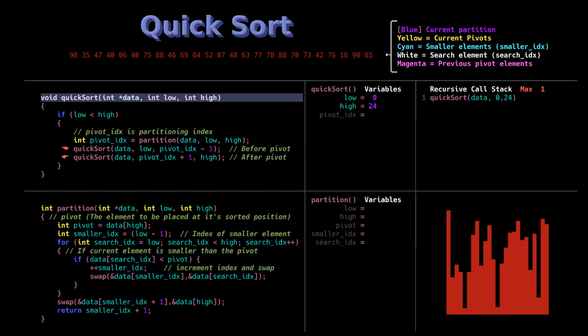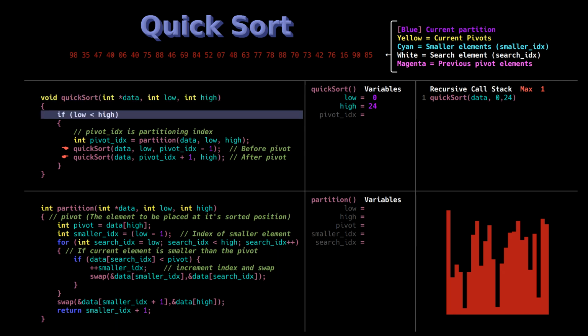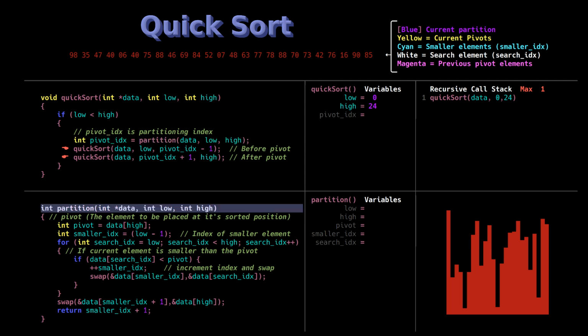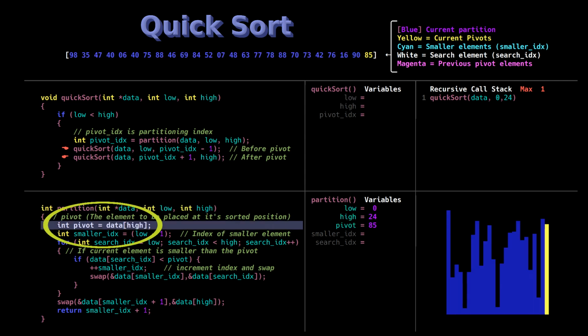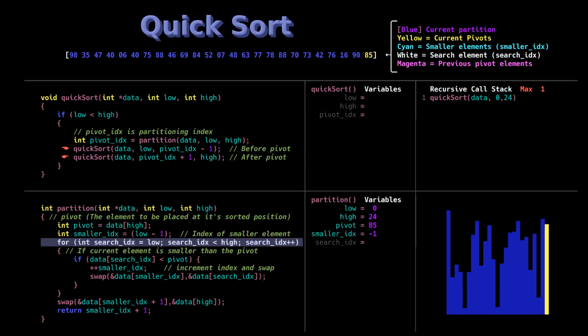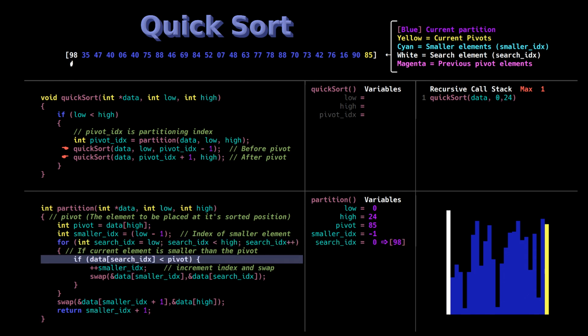When the quicksort function is first called, the low argument is set to 0 and the high argument is set to 24. There are 25 elements in the array, making the first partition the entire array. Using the last element as the pivot makes 85 the first pivot. The search starts at the first element of the partition, then compares the search element with the pivot.